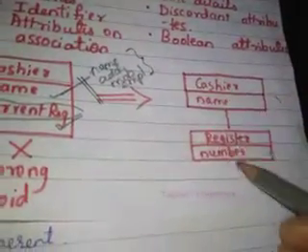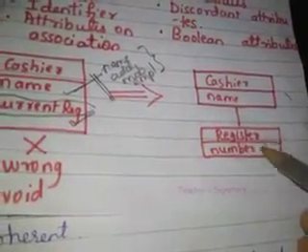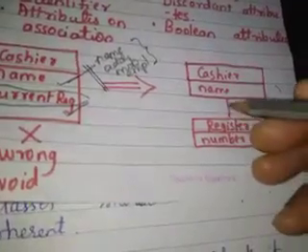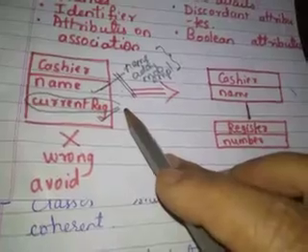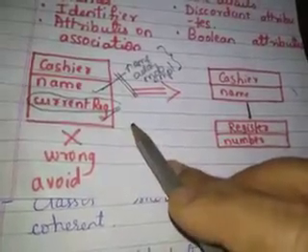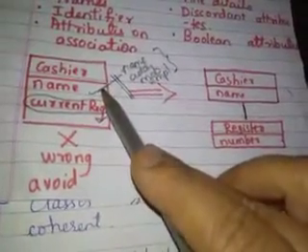How can I make a class? I make a cashier class with the details of these, and I'll make one more class as register with some register number, and I'll just connect them. So if discordant attributes are there which are not at all related to the remaining attributes, it's better that we split them into different classes.